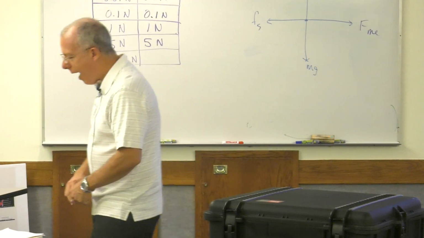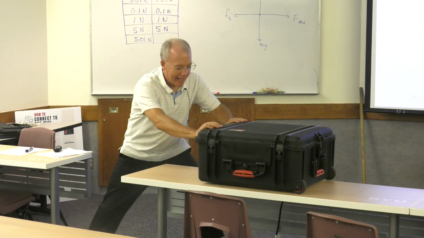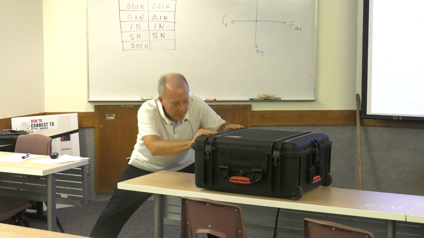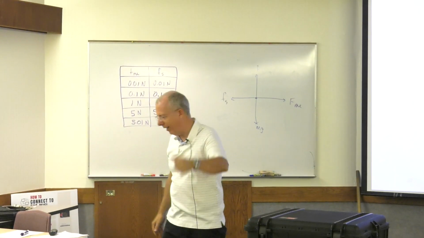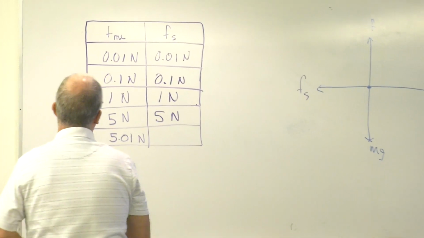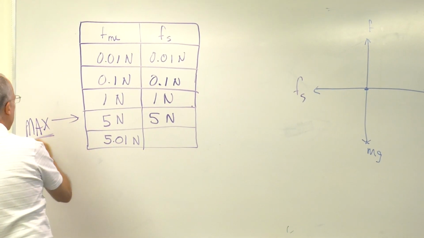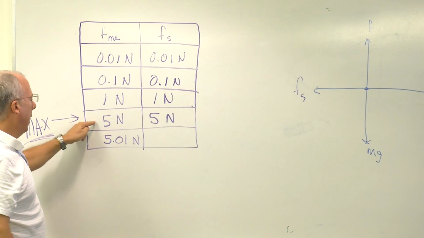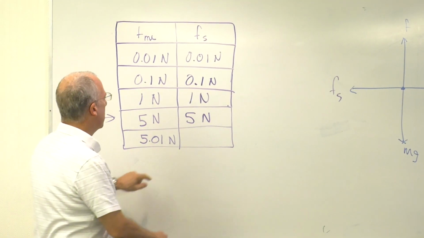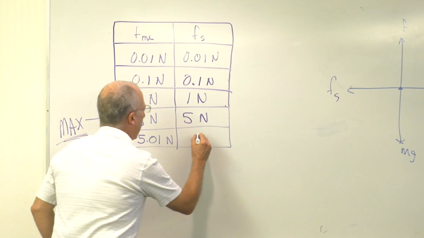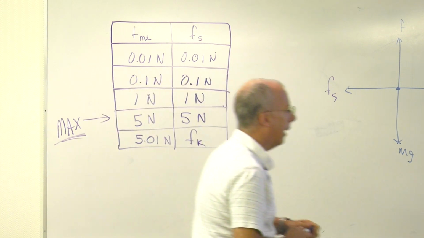All right, last chance. Come on. Okay, I'm going to push it, and I'm going to blow on it, just slightly. Whoa! I accelerated it. All right? So this was the max, right? This was the maximum static friction. If I exceeded that, it accelerated, and so it's no longer static friction, it's kinetic friction. Okay? So that's what we're saying.